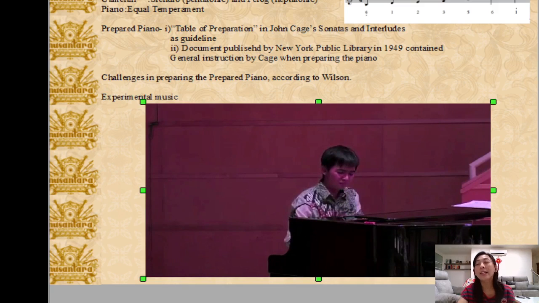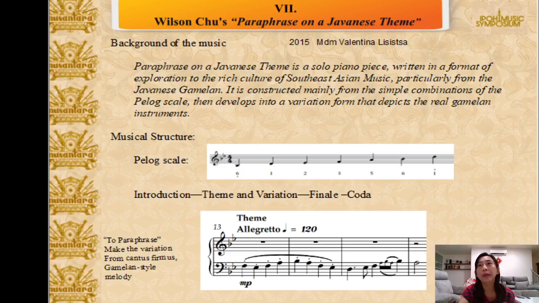Yeah, we can hear the lower register has more shimmering effect, and in the higher register, because he has a lot of melody to play, he actually focuses on putting the objects towards the middle range to the lower register of the piano. So next, we'll move to the next piece, which is the Paraphrase on a Javanese Theme for piano solo. This piece was composed in 2015 and was dedicated to a famous pianist called Madame Valentina Lisitsa when she visited Indonesia and Singapore.